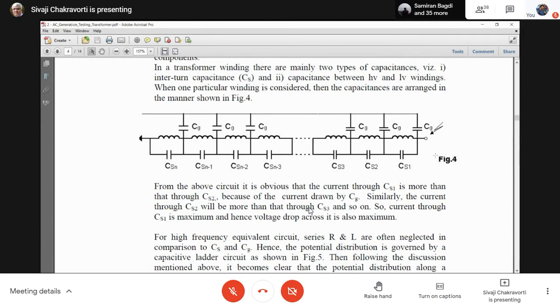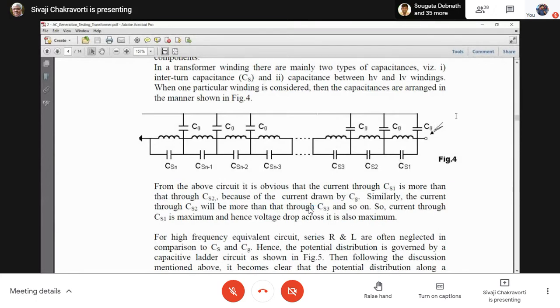So we cannot have a lumped parameter representation. We should have a distributed parameter representation as shown. These are all distributed inductances over the entire winding. The series capacitances come in parallel with these leakage reactances. Then you can see that there are the shunt capacitances between the winding and the tank. These are called here CG, that means the ground capacitances.